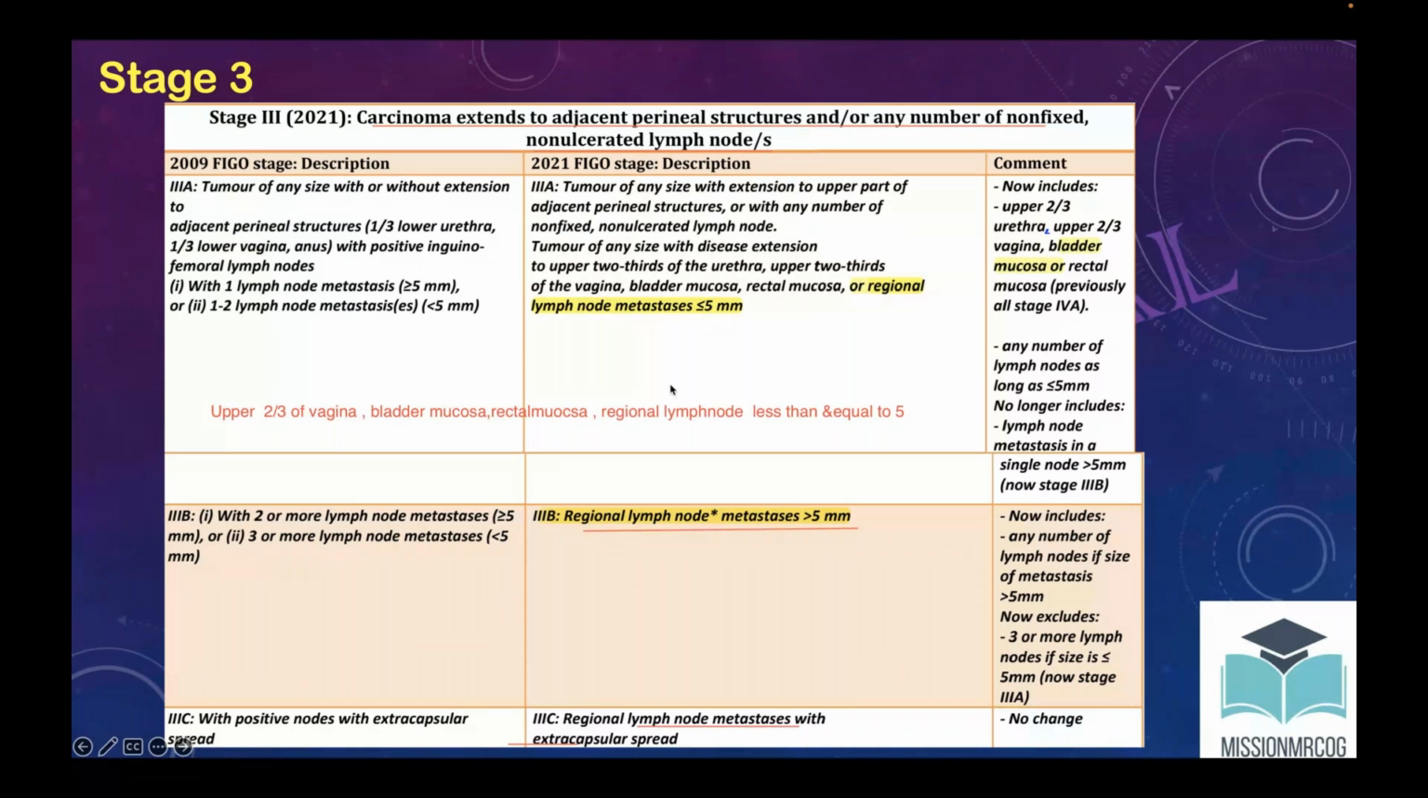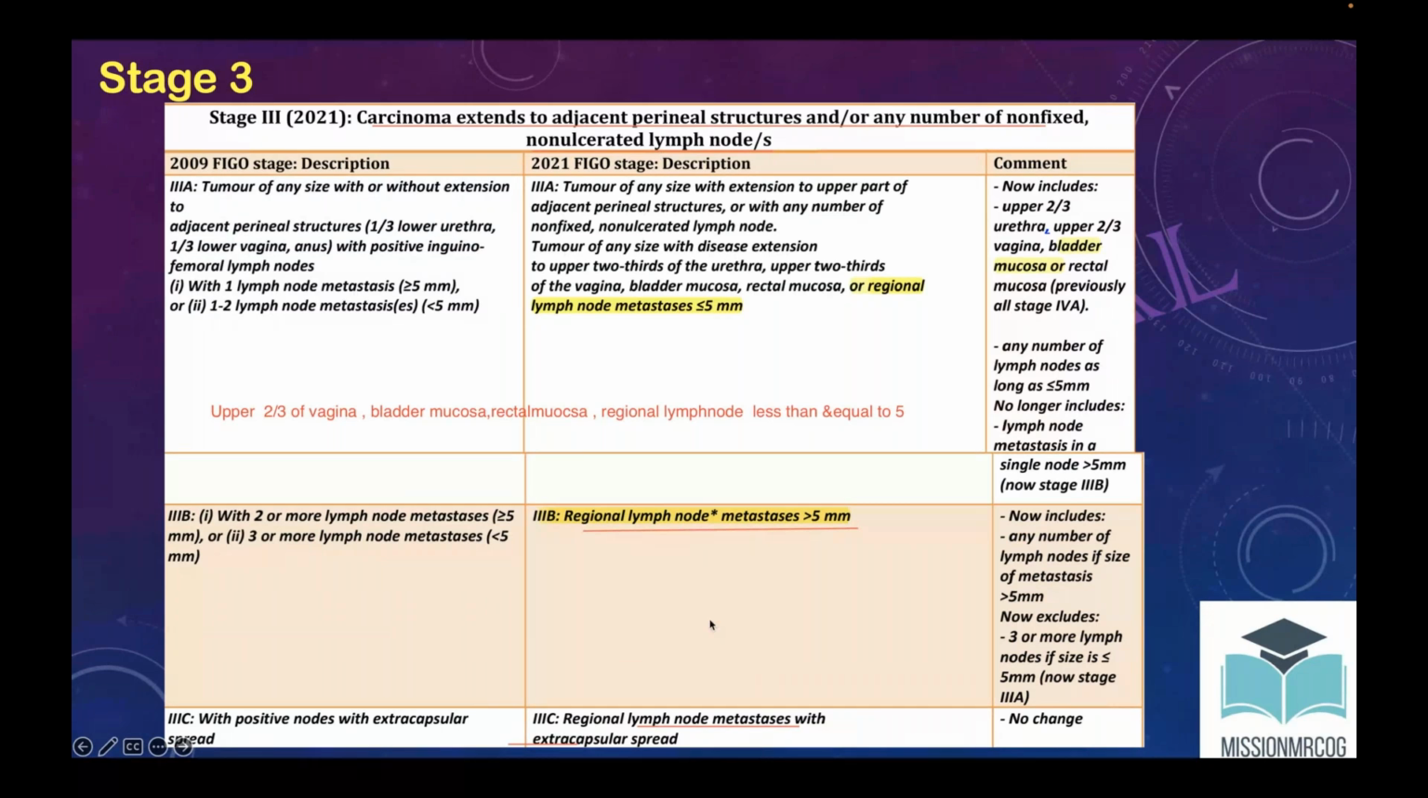Now 3B has again become easy. 3B will be involvement of lymph node more than 5 mm, and 3C is the same. Here there is involvement of lymph node with extracapsular spread. Okay, so 3C there is no change. So till now the change has occurred in stage 3 only.